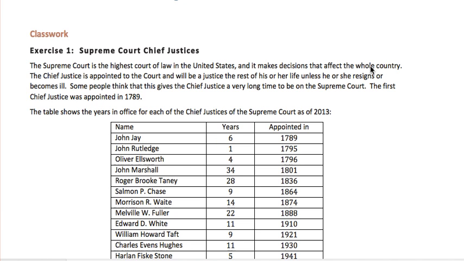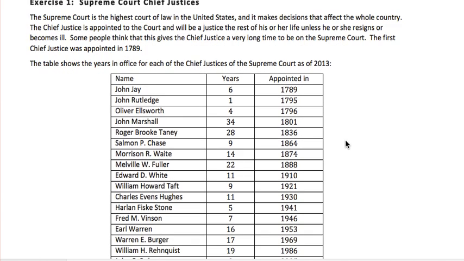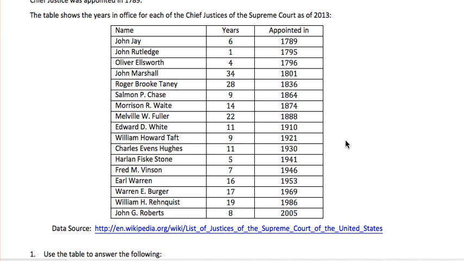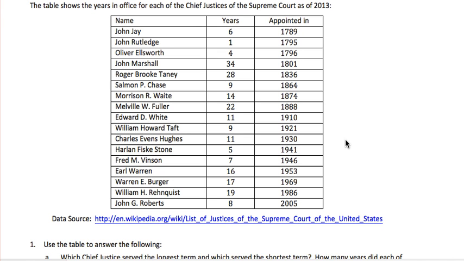The Supreme Court is the highest court of law in the United States, and it makes decisions that affect the whole country. The Chief Justice is appointed to the court and will be a justice the rest of his or her life unless he or she resigns or becomes ill. Some people think that this gives the Chief Justice a very long time to be on the Supreme Court. The first Chief Justice was appointed in 1789. And this table shows the years in office for each of the Chief Justices of the Supreme Court as of 2013. We're going to use the table to answer some questions.